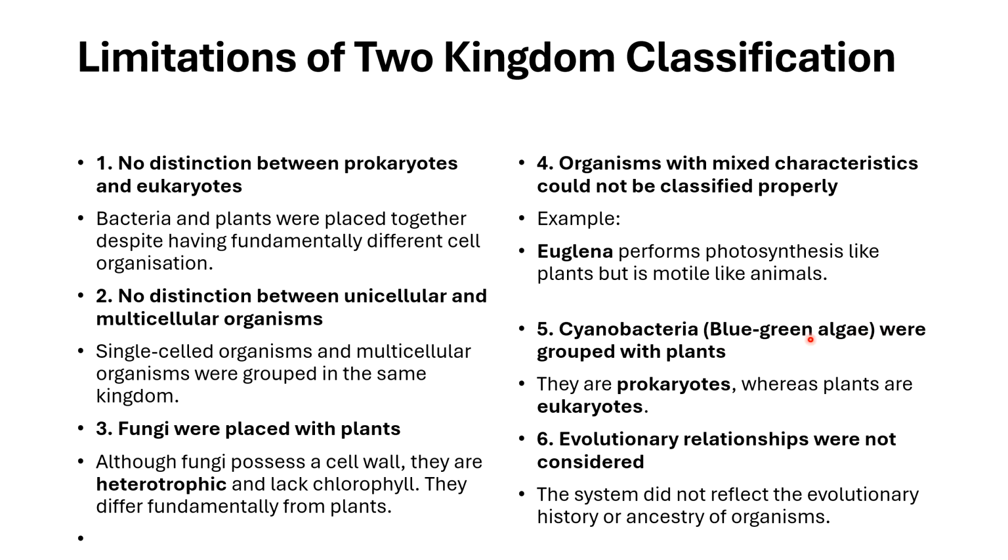Now, blue-green algae, if you see, they can perform photosynthesis, but they are prokaryotic in nature. But other plants are eukaryotic. Again, they have a fundamental difference with respect to the cell organization, even though they can synthesize their own food. Sixth important point is that evolutionary relationships between the organisms were not considered. So these were the limitations of two kingdom classification which led to the development of subsequent classification systems.